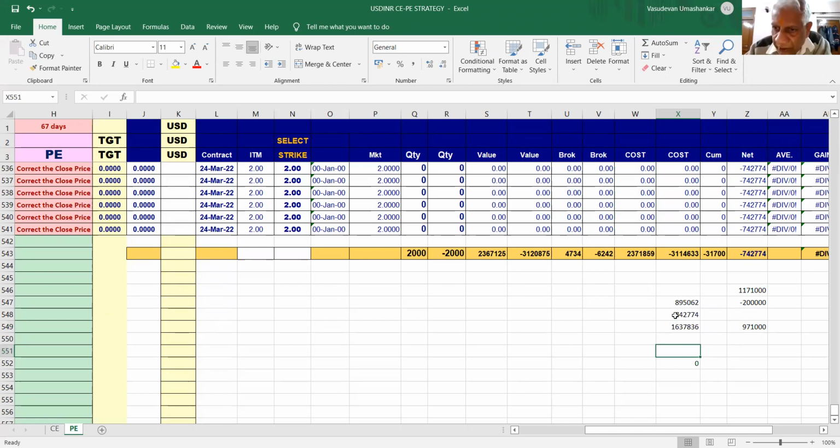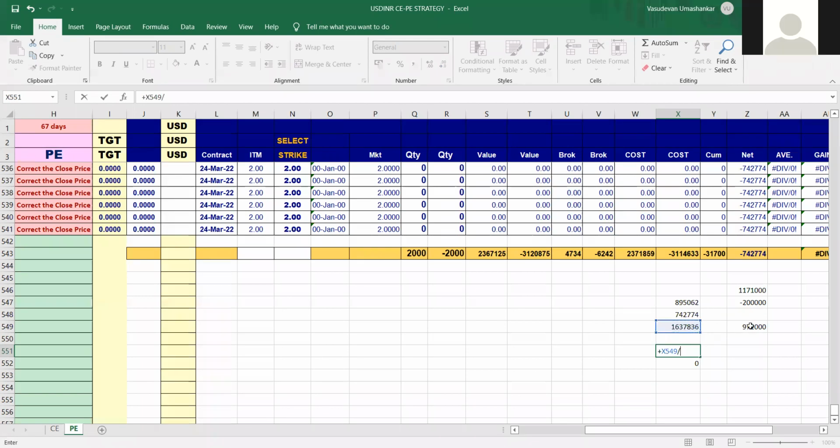Let me delete all this. So plus 16 lakhs. Okay. Not 16 lakhs, sorry. Plus 9 lakhs. Okay. This should be on top, sorry. Plus this divided by this. Okay. 84%. 84%. That's all.